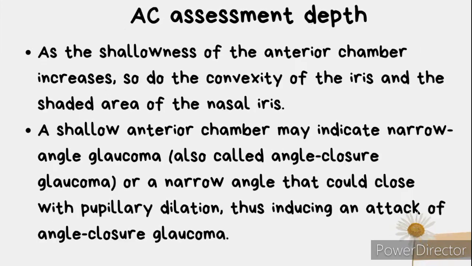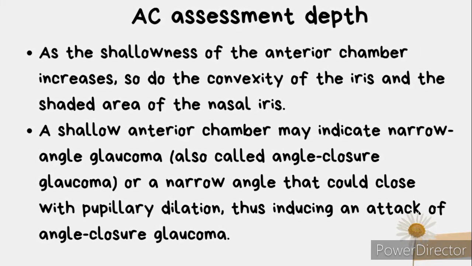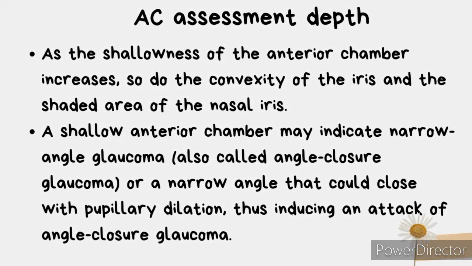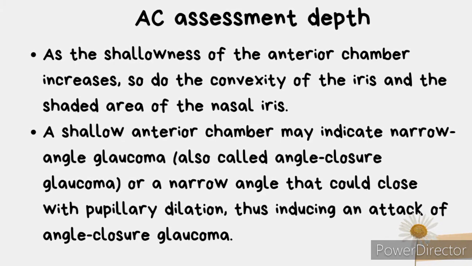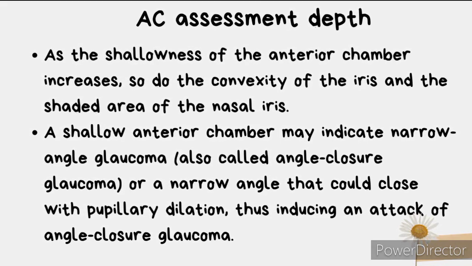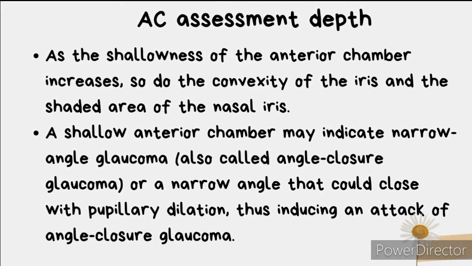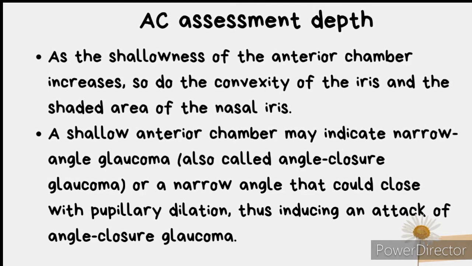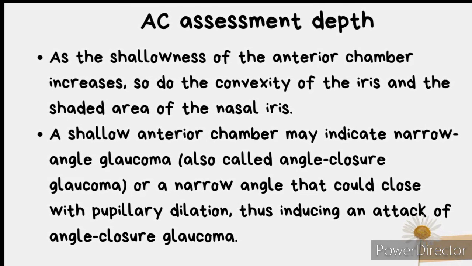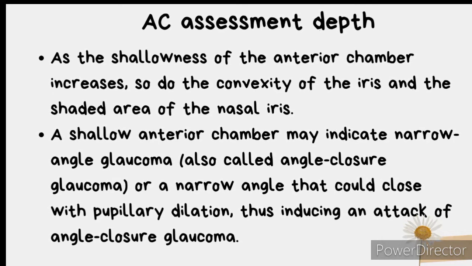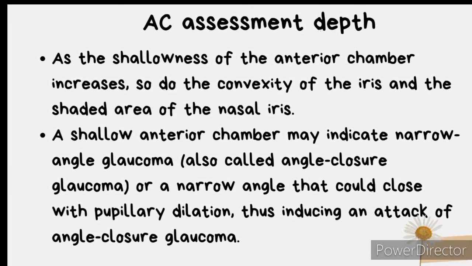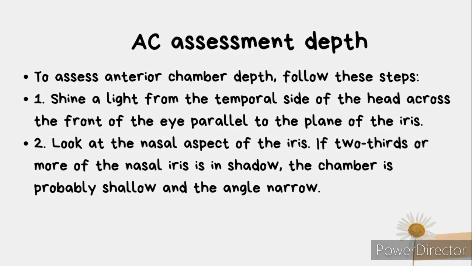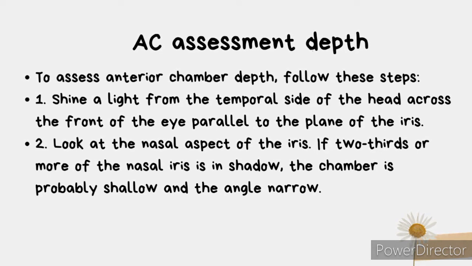As the shallowness of the anterior chamber increases, so do the convexity of the iris and the shaded area of the nasal iris. A shallow anterior chamber may indicate a narrow angle glaucoma, also called angle closure glaucoma, or a narrow angle that could close with pupillary dilation, thus inducing an attack of angle closure glaucoma. To assess for the anterior chamber depth, follow these steps.